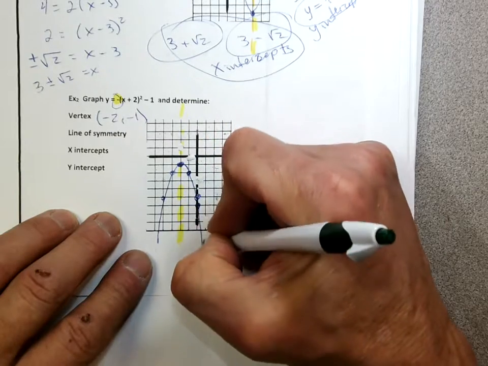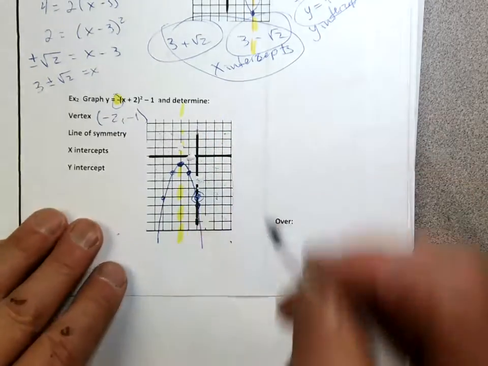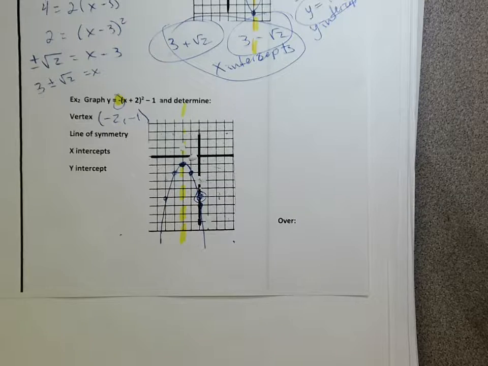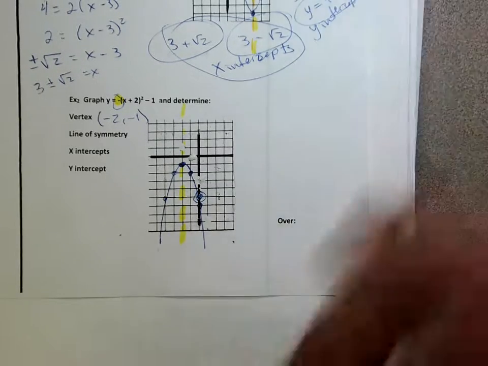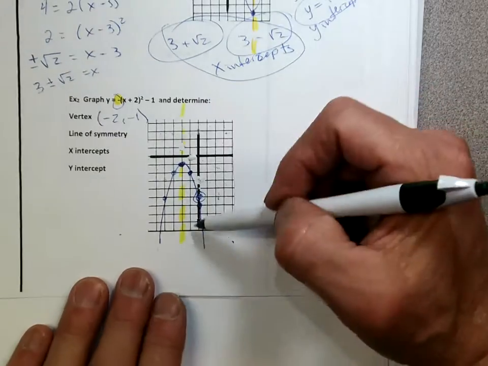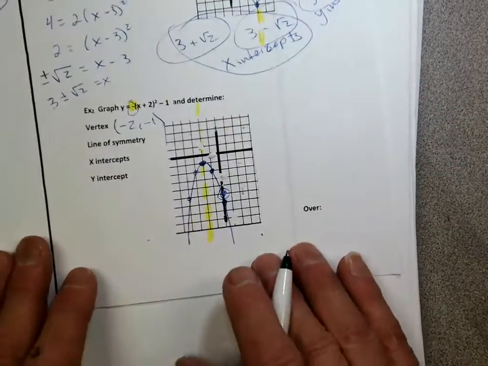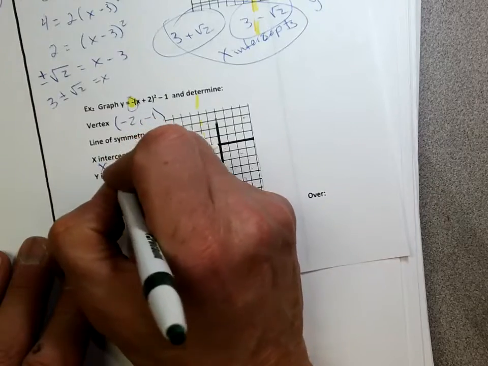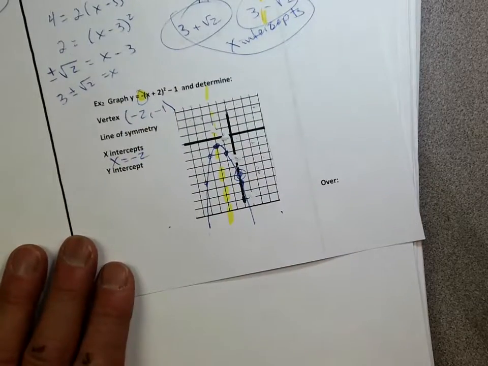Goes through right there. All right, now I like this one. If I can get my answers by graphing, it makes it really easy. It makes it super easy. So the line of symmetry has to be x equals -2. Yes, x equals -2. Totally right. That's my line of symmetry.